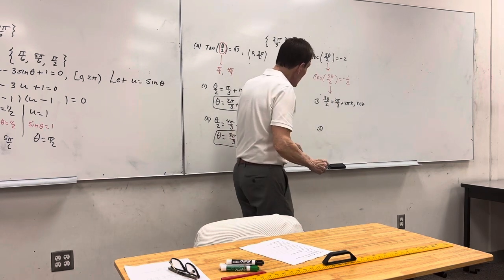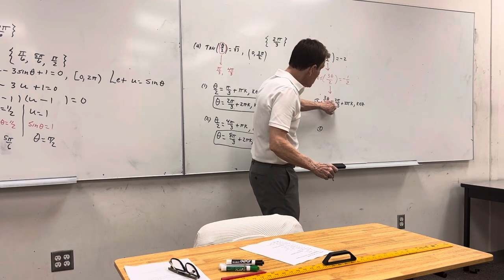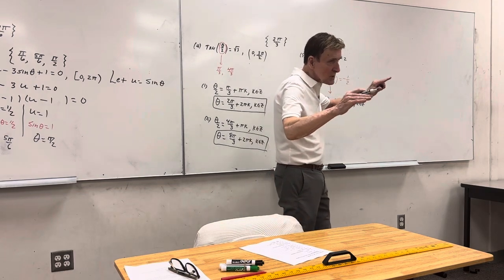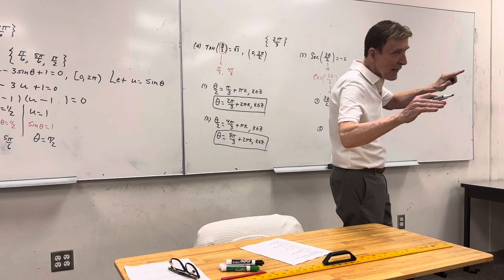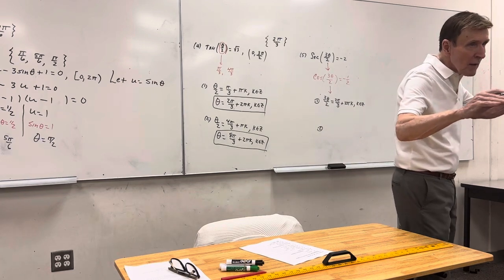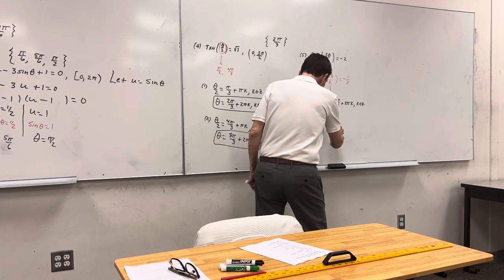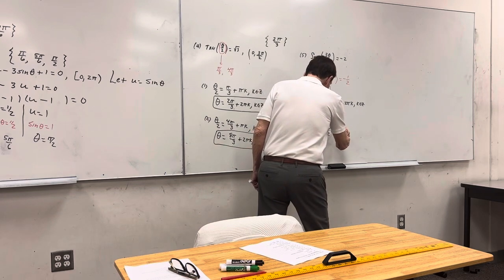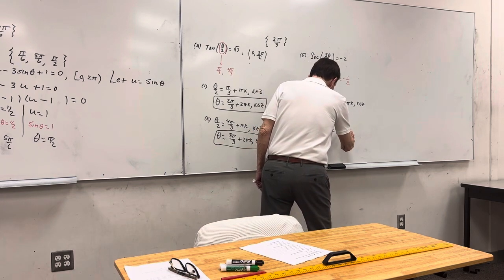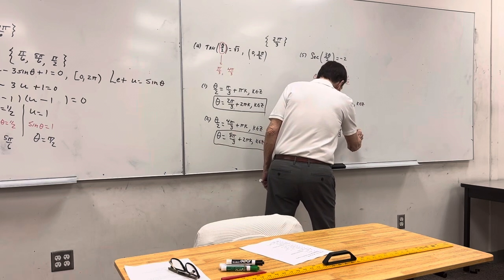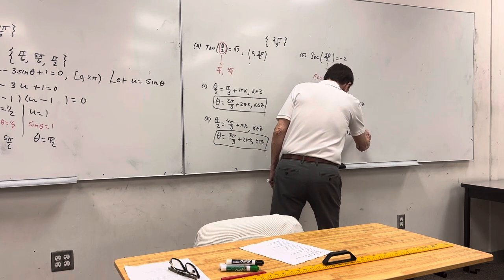Now, is there another that we're overlooking besides 2 pi over 3 where the cosine, the x-coordinate, is a negative 1/2? 4 pi over 3. So this could be representing this plus the period, this.